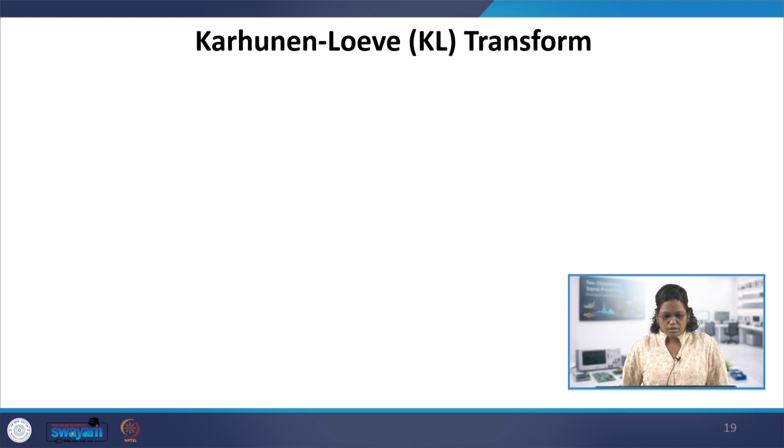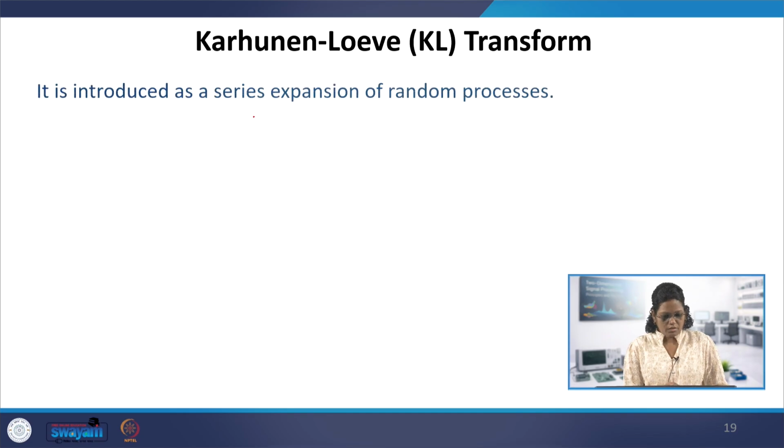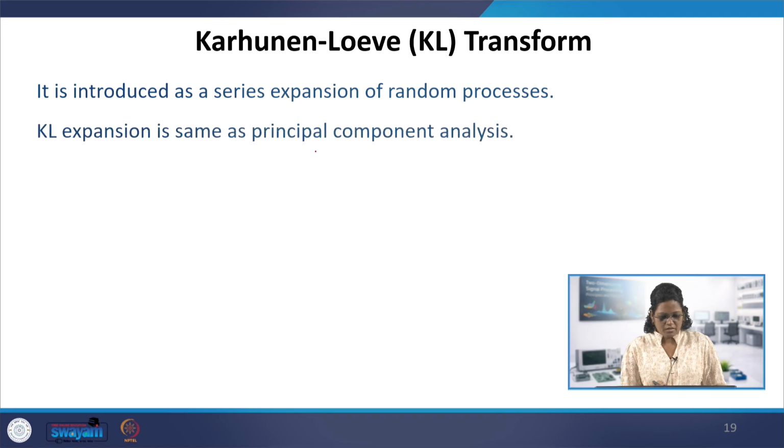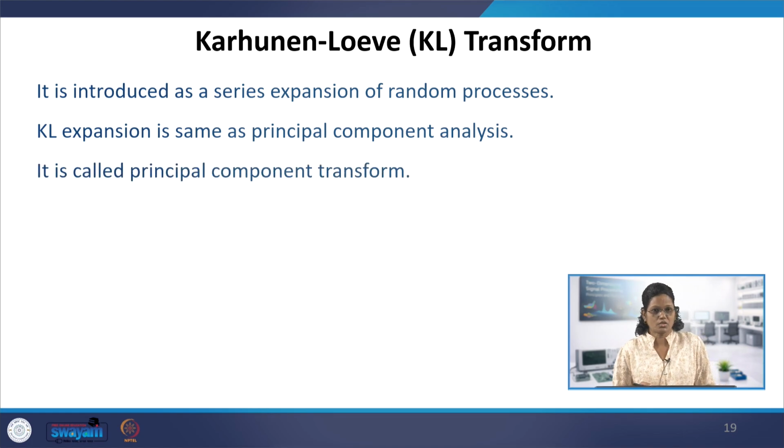So now coming to this Karhunen-Loève transform, that is the KL transform, which is a little different from the transforms we had learned. It is introduced as a series expansion of random processes, and it is the same as principal component analysis. What does this transform imply, what is its meaning for images, and how do we apply it? These things we'll learn.